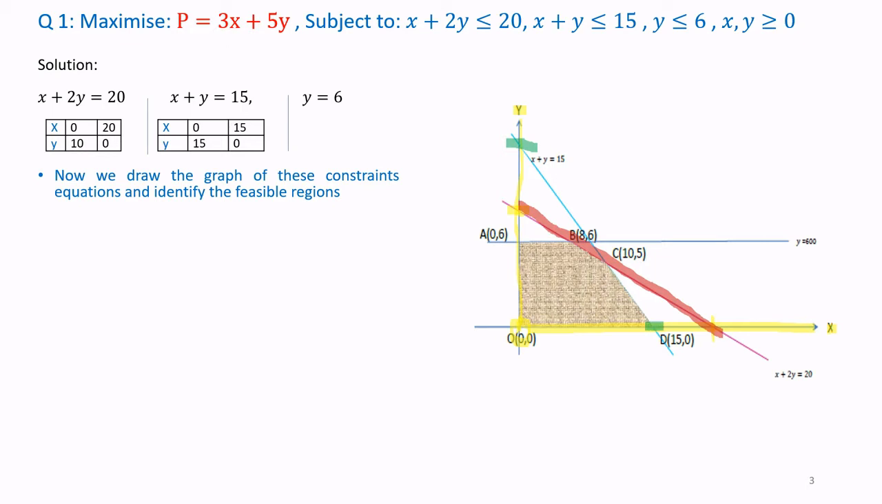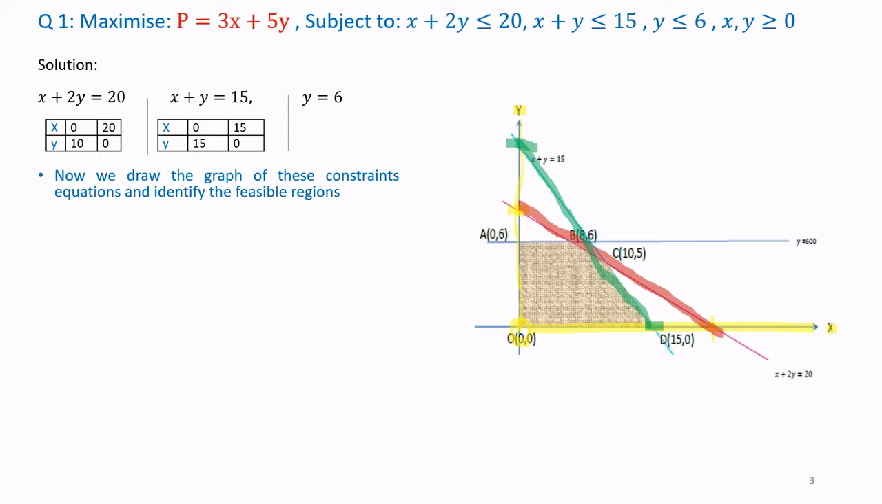So now we will join the equation of line x plus y is equal to 15. This is the straight line. It has not come straight, it has come curved. Okay, you make it in your graph. This is a green color. x plus y is equal to 15.